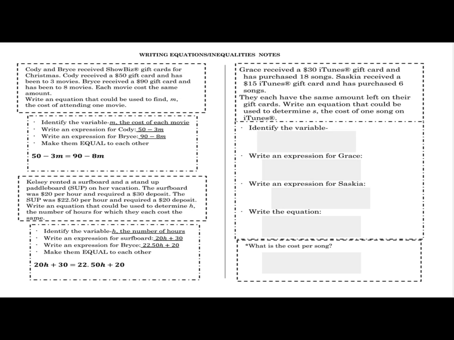So when we're doing this, this is Cody and Bryce received Showbiz gift cards for Christmas. Cody received a $50 gift card and has been to 3 movies. Bryce received a $90 gift card and has been to 8 movies. Each movie costs the same amount. Write an equation that can find M, the cost of attending one movie. So identify the variable. Our variable is M. So this is what we're going to circle, our unknown.